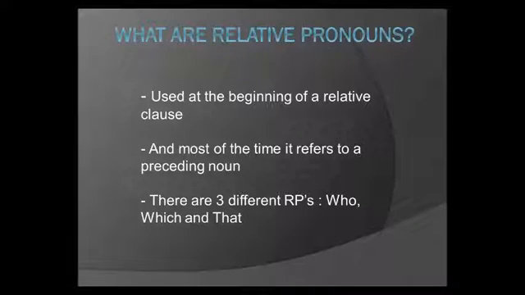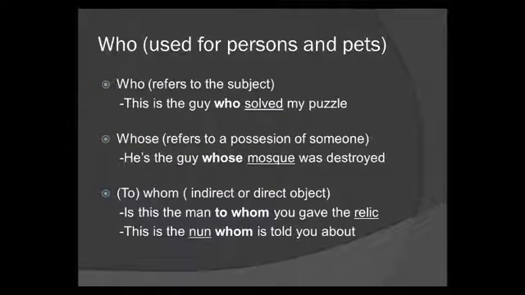I'll be explaining the relative pronouns. Relative pronouns are words that refer to other parts of the sentence. Relative pronouns are used at the beginning of a relative clause and often refer to a preceding noun. There are three different pronouns: who, which, and that.